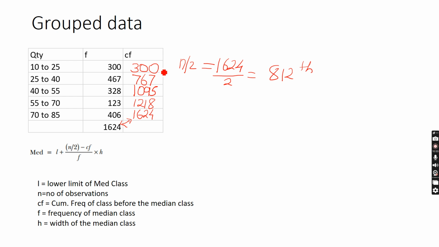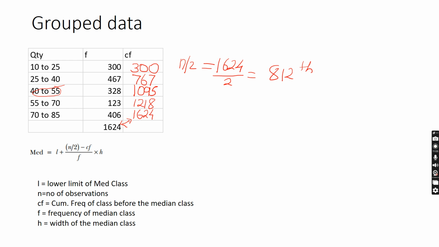So the 812th position cannot be accommodated in the first class interval. If I go to the second class, it includes a maximum of 767, so the 812th position cannot be included. If I go to the third class, the maximum number of positions allowed is 1095. Certainly the 812th position would be located here. So I will highlight this class interval as my median class.